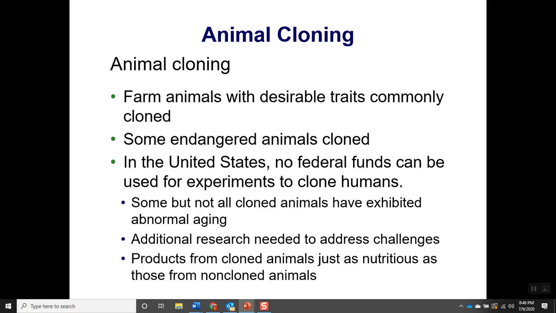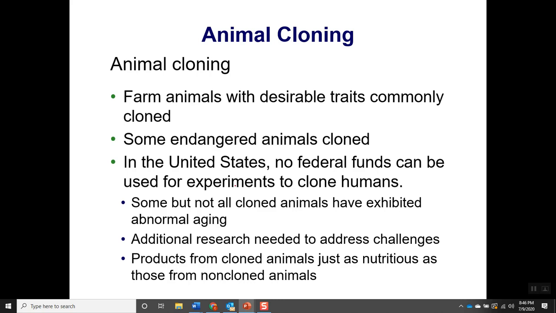But right now in the United States, there are no federal funds that can be utilized for experiments to clone animals, and there are limitations legally that inhibits us from doing those experiments as well. So some of the reasons for that, besides bioethics, is that not all cloned animals have exhibited abnormal aging, but some do. So, for example, Dolly, the sheep that we just talked about being cloned, she had to be put down due to having severe arthritis. And there was another issue she had that I can't recall from the top of my head, but I know it's in your textbook. And she had only lived about half the lifespan of a normal sheep of her species.